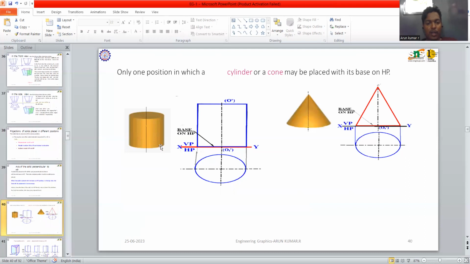Here I have shown one example of a cylinder and a cone. What are the front view and top view of the cylinder, and what are the front view and top view of the cone? First, the cylinder: when I look at the object in the front view, I get a rectangular shape, looking like a prism. In the top view, the cylinder looks like a circle. So here I have shown the front and top views of the cylinder. Similarly for the cone, the top view is a circle, and the front view of the cone is in the form of a triangle. Thank you.